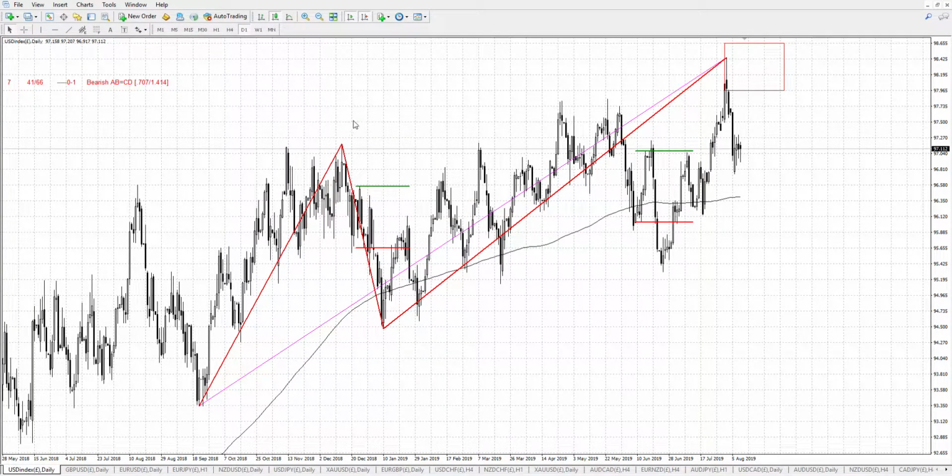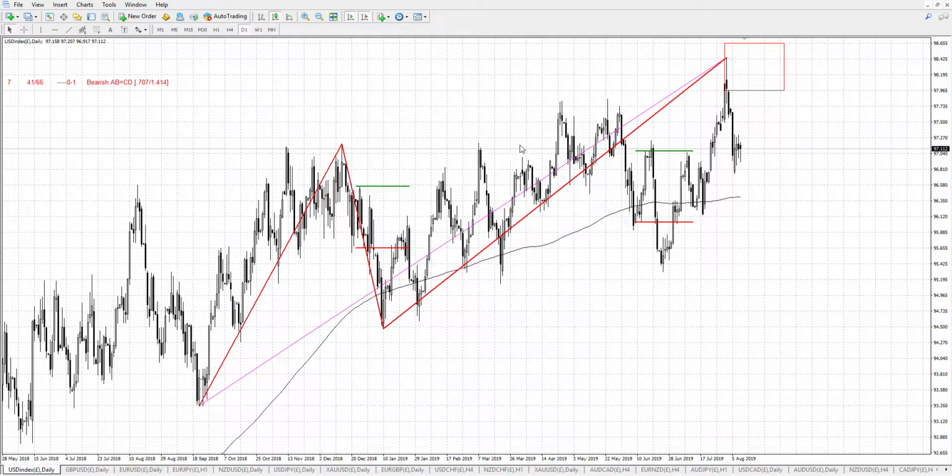Technical analysis for the week beginning the 12th of August. Start with the dollar index on the daily, bearish ABCD. What these green and red lines here are, they're inside bars, and I've set them to weekly parameters. So they're weekly inside bars. And what we've got here, see how well we closed?